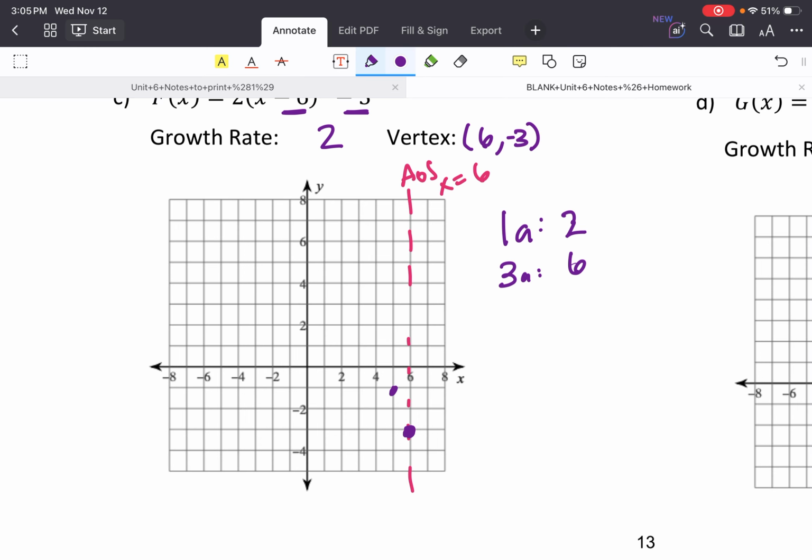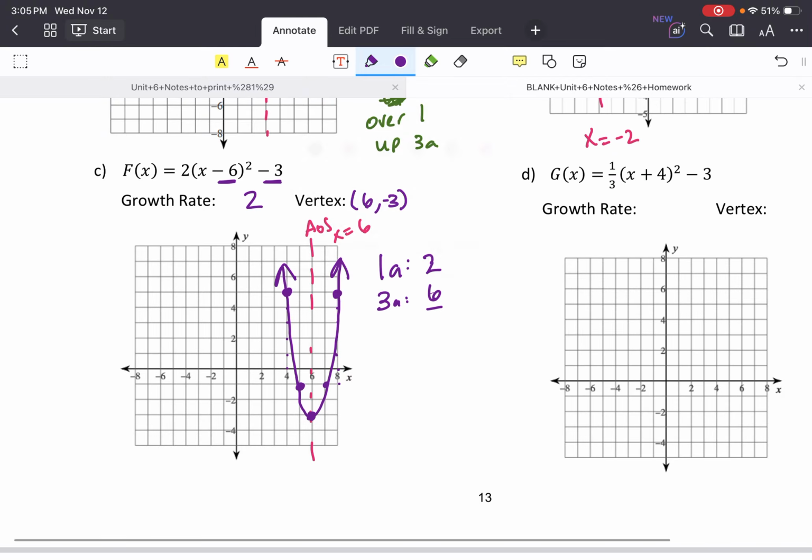Over 1, up 2. Over 1, up 2. Both sides of that axis of symmetry. Then I'm going to go up 6. So I'm going to go over 1 and up 1, 2, 3, 4, 5, 6. And from this point right here, I'm going to go left 1 and up 1, 2, 3, 4, 5, 6. These skinny parabolas are a little bit hard to draw. It looks like that. That's what we do. And see, that was not so bad.